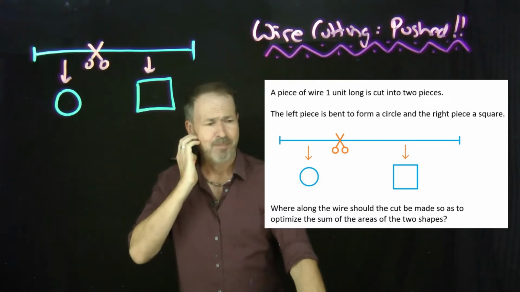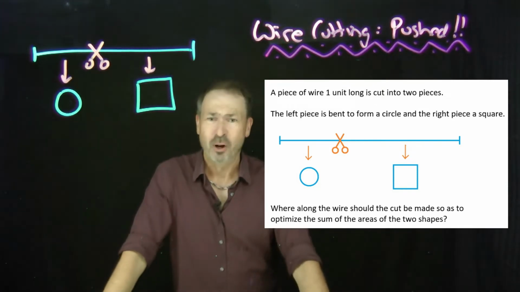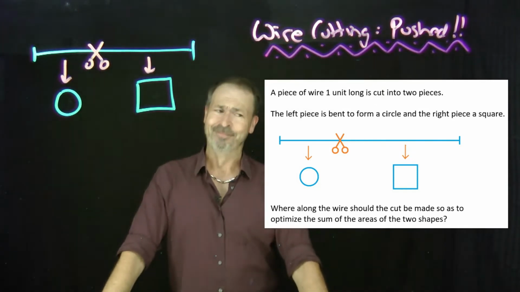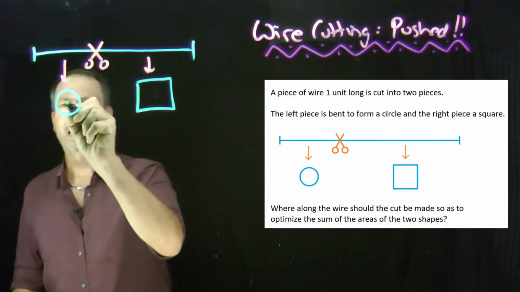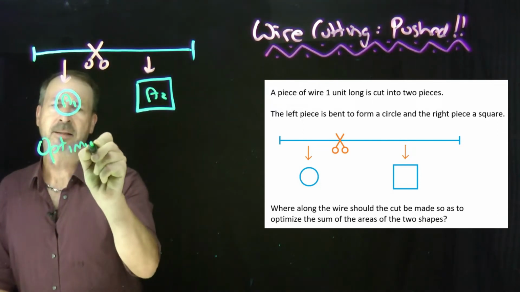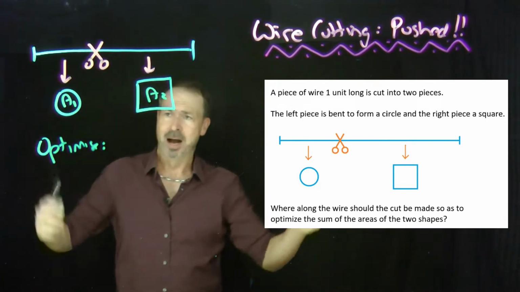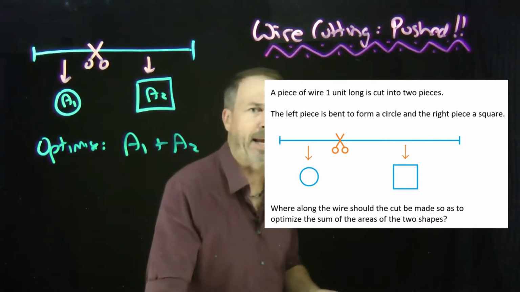Now, optimize, what do I mean by that? Make big, like maximize? Do we want to make it as small as possible, minimize? So we want to do something extreme with those 2 areas. Let me give those areas a name. Let's call this area 1 and area 2. So our question is to optimize, whatever that means, maybe maximize, minimize, the sum of those 2 areas. That's our task at hand.